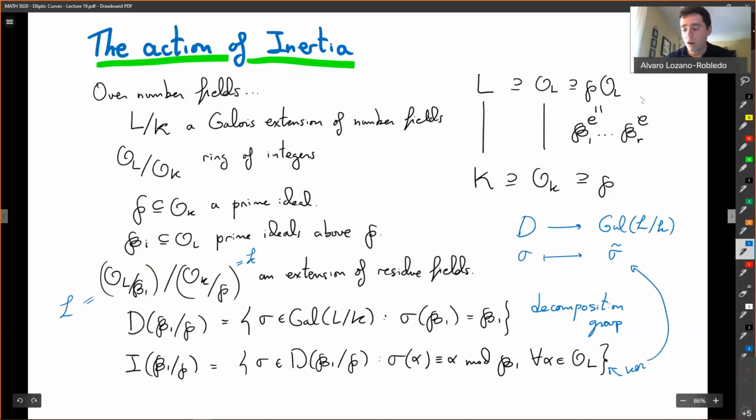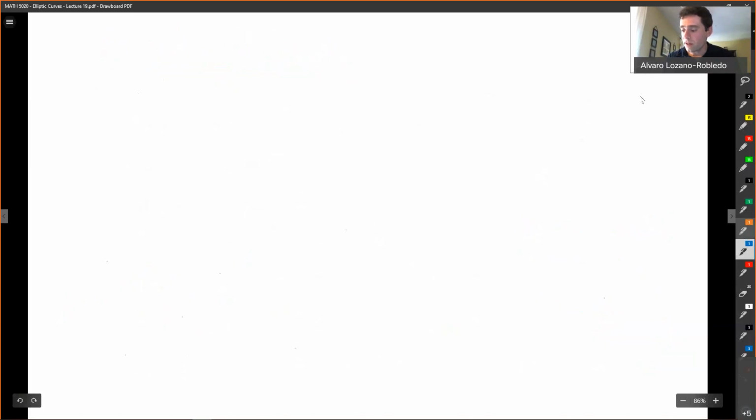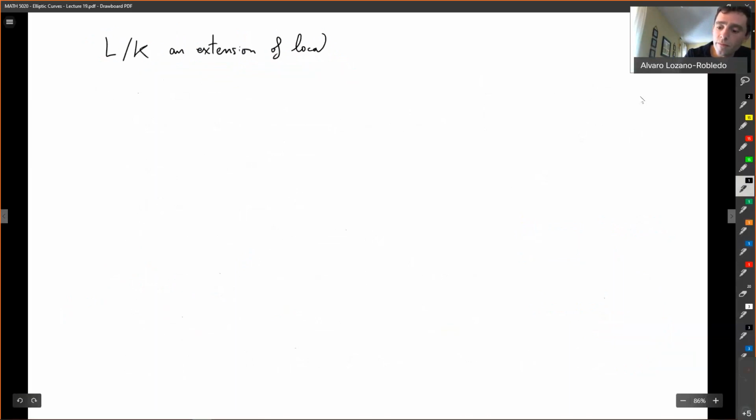Now, let's talk about what happens in the local field case. So over local fields, if L over K is an extension of local fields, it's the same picture except that over K, there's only one prime ideal. In OK, there's only one prime ideal, which is the maximal ideal M. So it's much easier because there's only one prime to worry about. So there is a unique prime.